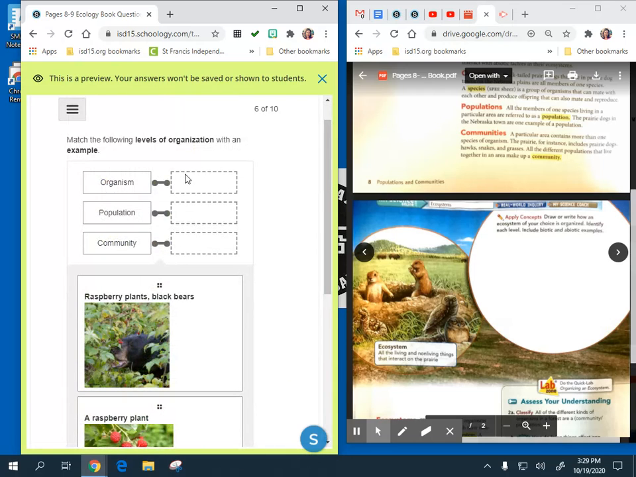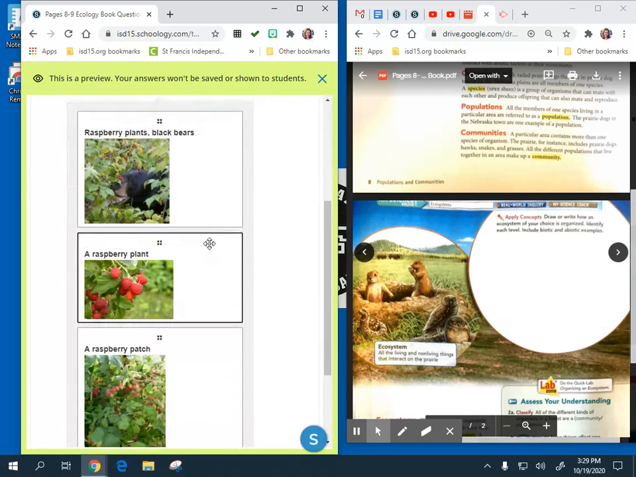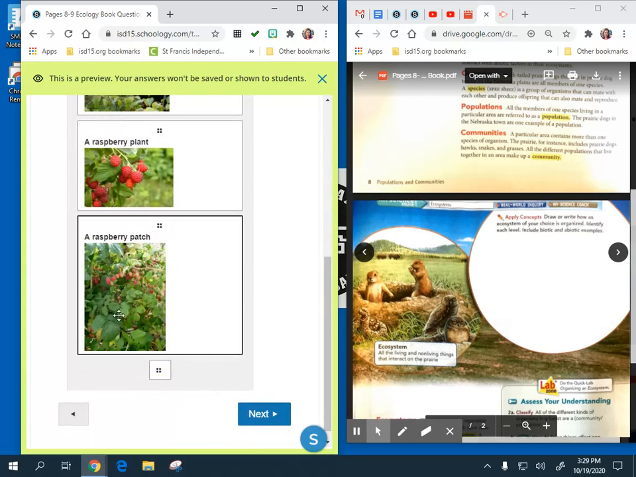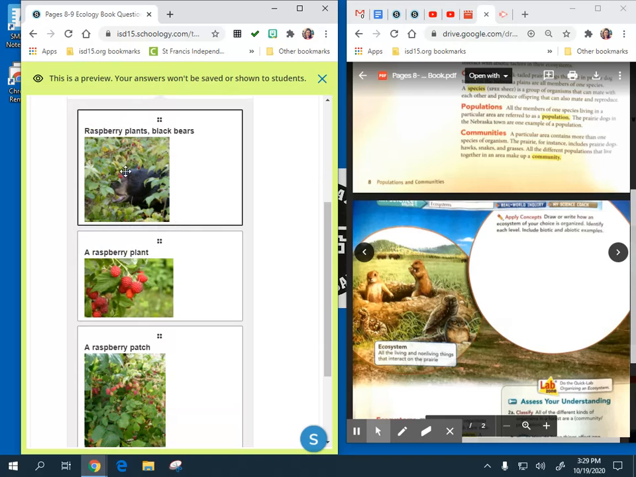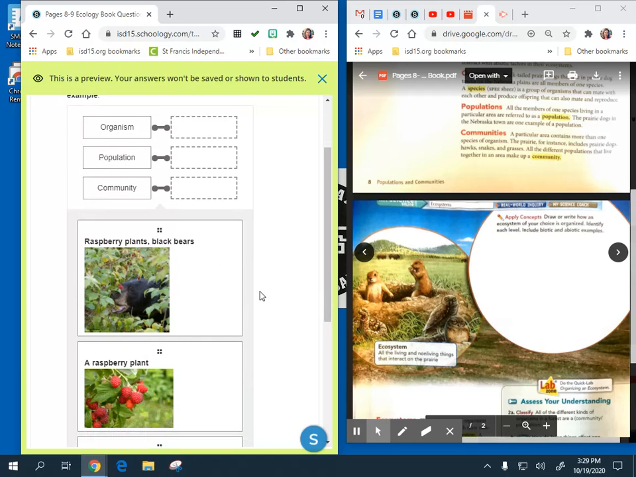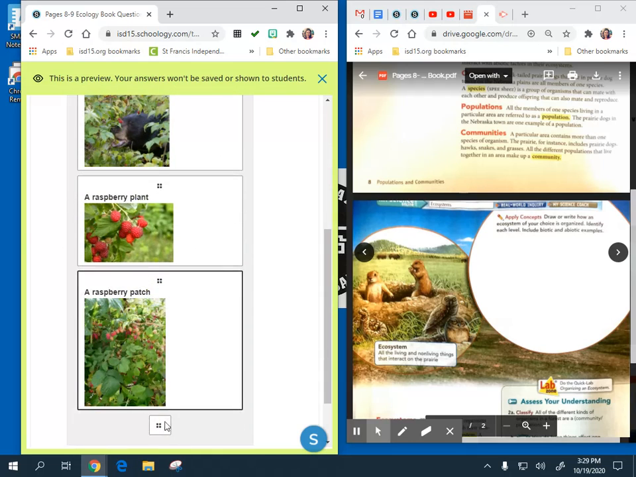All right. Number 6, match the levels of organization with an example. And here we're looking for an organism, a population, and a community. So which one of these is an individual organism? Is it raspberry plants and black bears together? Is it an individual raspberry plant, or is it a raspberry patch? Which one is an individual organism? Which one is groups of the same organism, a population? And which one is a community? The living things plus, or different populations in an area, excuse me.